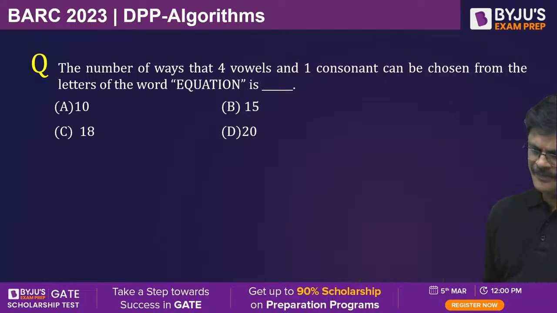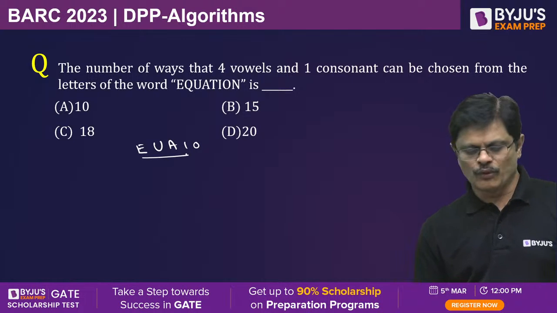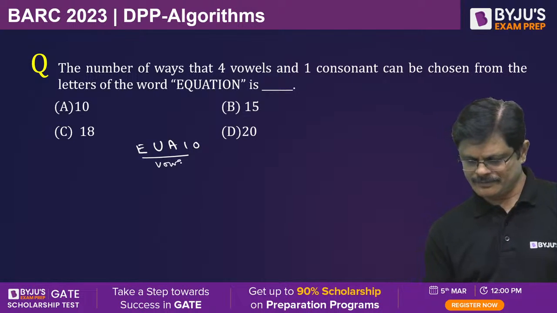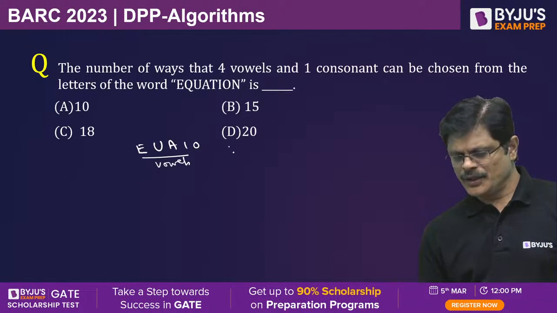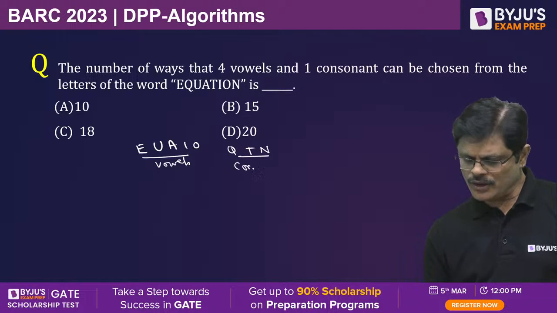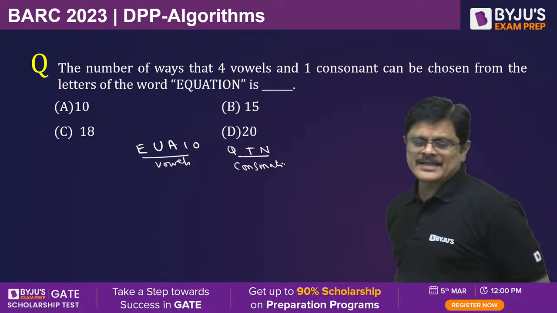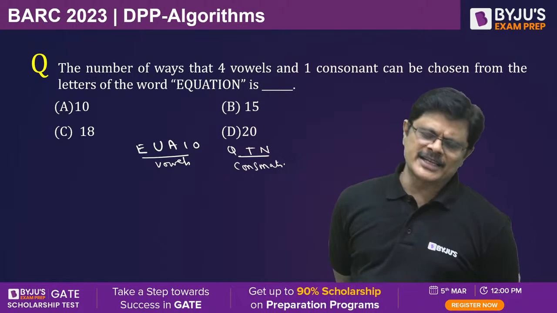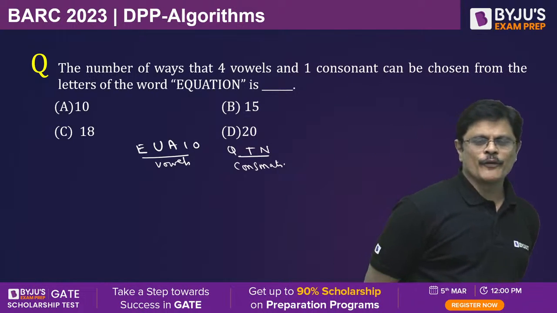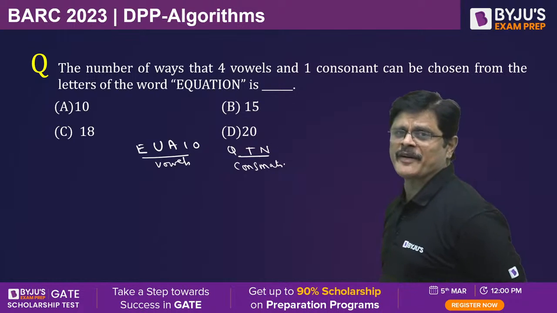Very good, Sayal. So here in this equation, if you observe, E, U, A, I, O are the vowels, whereas Q, T, N are consonants. Now the number of ways 4 vowels and 1 consonant can be chosen. Obviously, vowels have to be chosen from vowels and consonants have to be chosen from consonants.